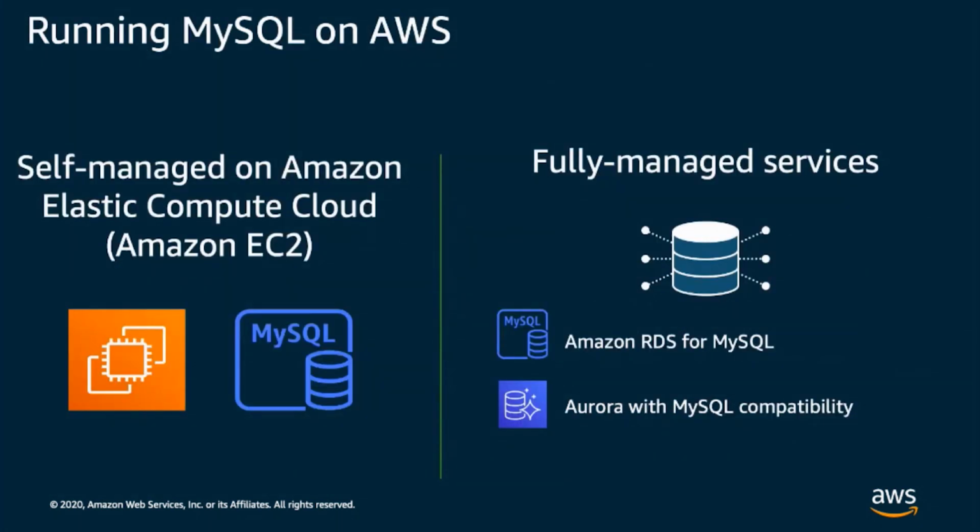To run MySQL in AWS, you have basically two choices. One is self-managed. What it means is we will provide you a virtual machine, which is an Amazon EC2 compute, and then you can install MySQL on top of it. After that, you have to maintain those MySQL databases. You have to upgrade them. You have to do database backups. You have to patch them. You have to do all the maintenance around MySQL.